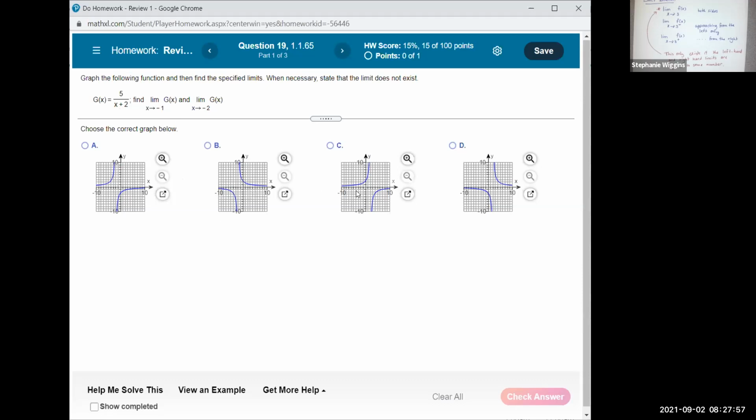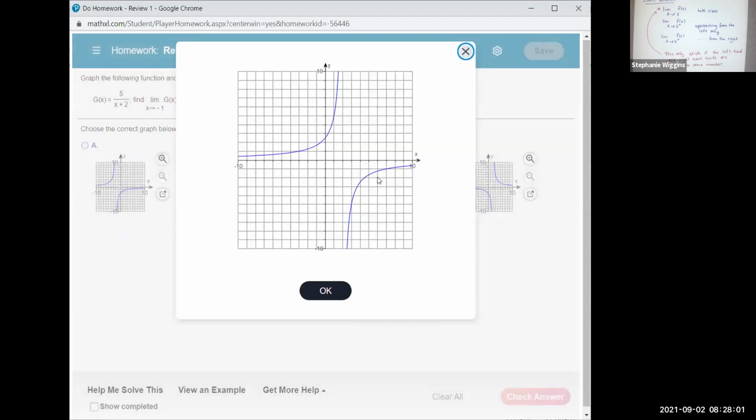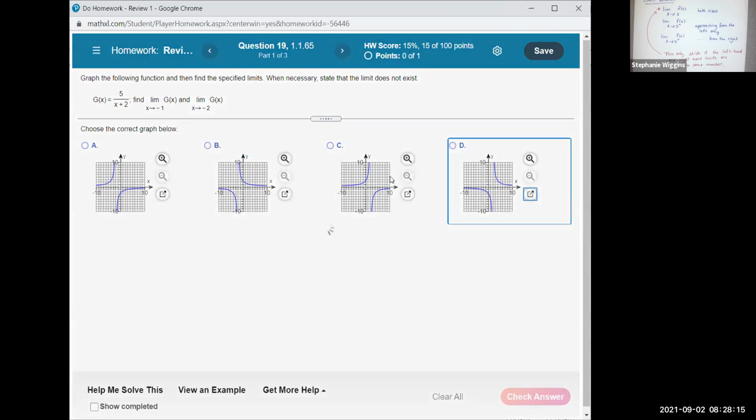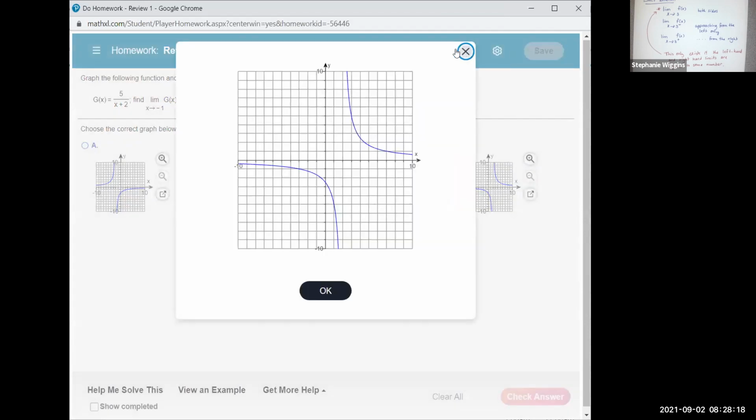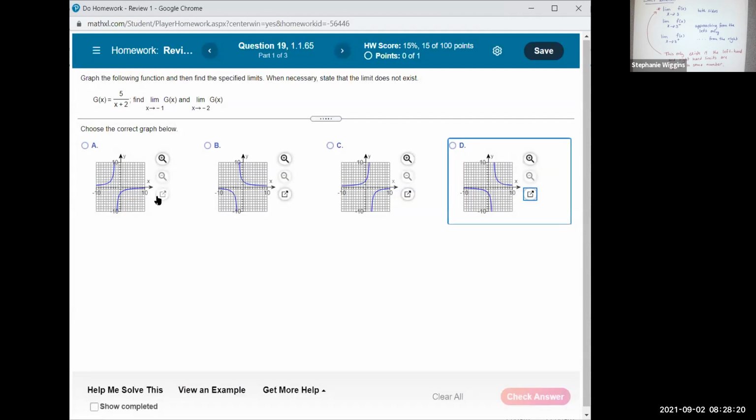Let's look at this one here. You can eliminate C because the break occurs at 2. And remember, the break has to occur at -2 because that's in the denominator. So this one is eliminated, as well as this one, same thing, it's at 2. We want it to be -2. And so which is the correct graph?